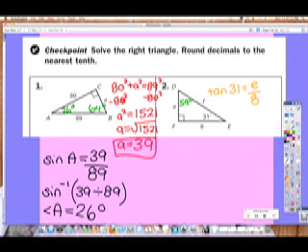Okay, have you typed it in? What did you get? 4.8. Okay. And then just the same thing, only for F.